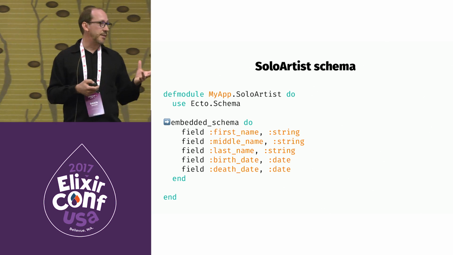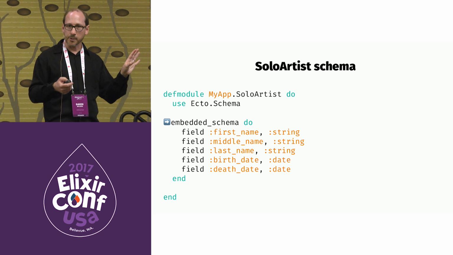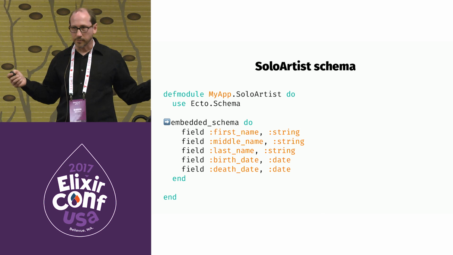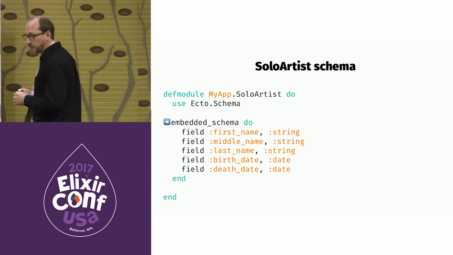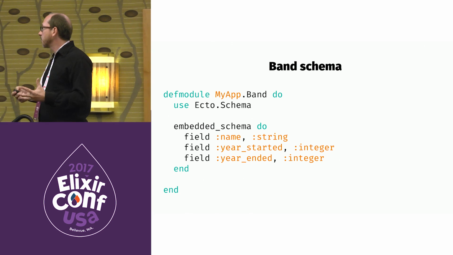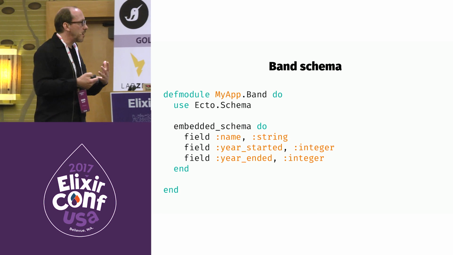So just like in the last example, setting that field to virtual was our tip-off to Ecto that this is not really getting persisted anywhere. Same thing here. We're saying that this schema is not going into a database anywhere. It's just a map that we're setting up for ourselves. Similarly, we make a band schema. And this one has simpler fields, just a name, a year started, and a year ended. So how do we work with these?